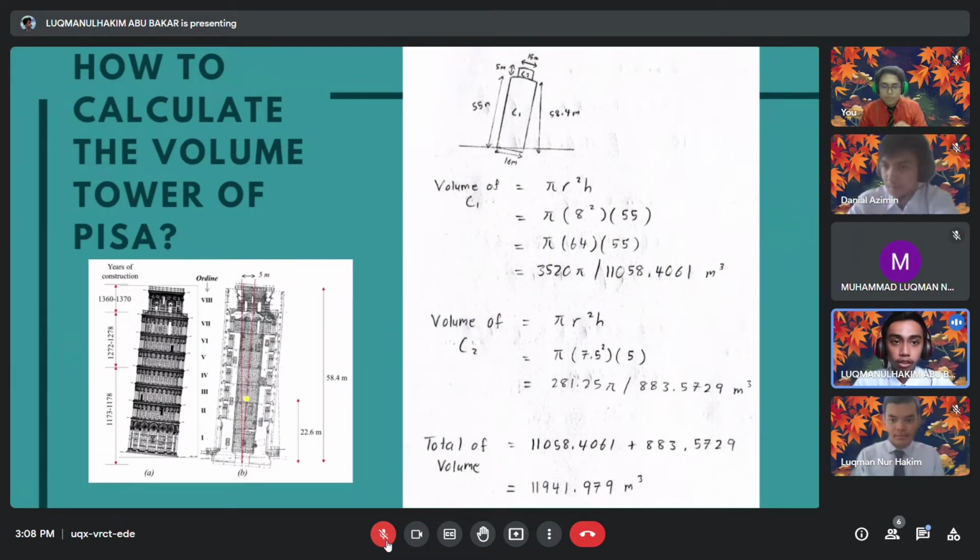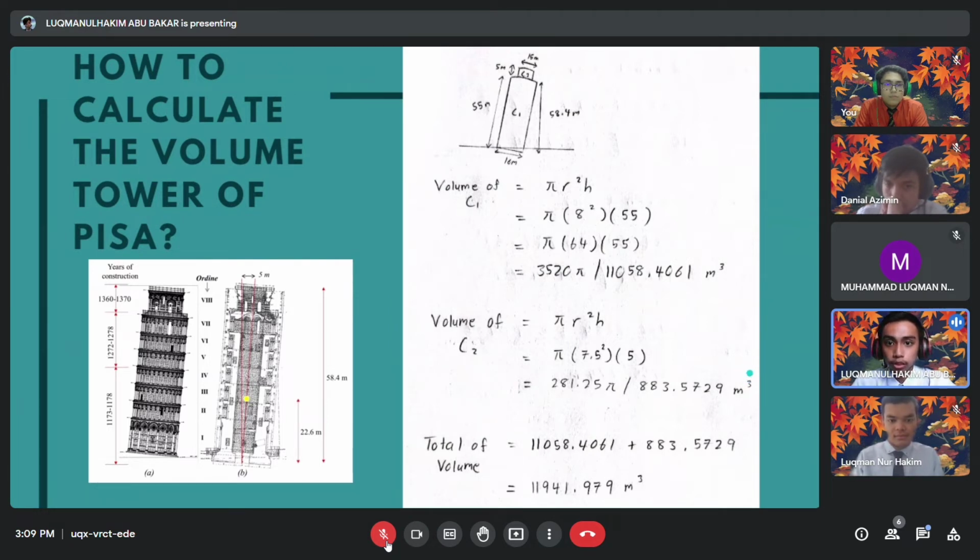Okay, this is how to calculate the volume of the Tower of Pisa. The Tower of Pisa is a cylindrical shape, so the formula for the volume of a cylinder is pi r squared h. The Tower of Pisa is divided into 2, C1 and C2. C1 is the large size and C2 is the smaller size.